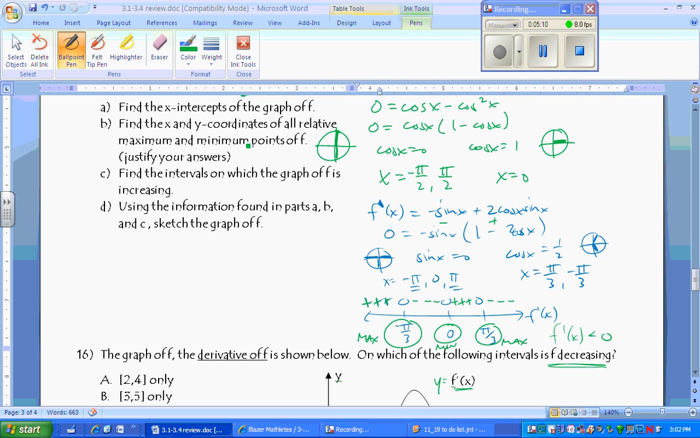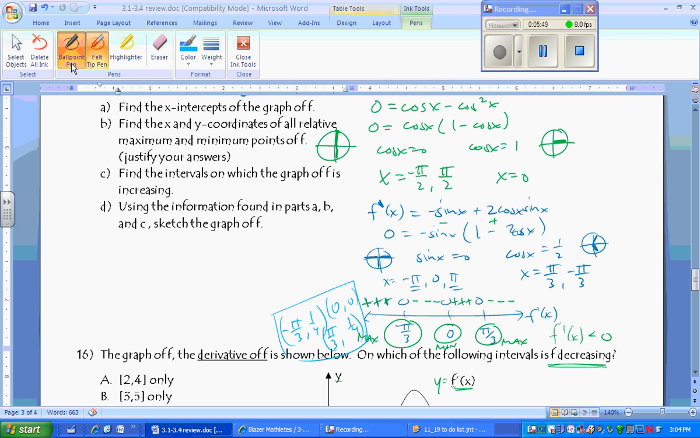So to find the x and y coordinates, we've got the x coordinates, we just have to plug these into the original function to find out what y is. Alright, so if you put negative pi over 3 into the original function, cosine of x minus cosine squared, you should get 1/4. So you get negative pi over 3, 1/4. Put 0 into the original function, you get 0 out. And put positive pi over 3 into the original function, you should get 1/4 out of the whole sum. So those are our minimums and maximums.